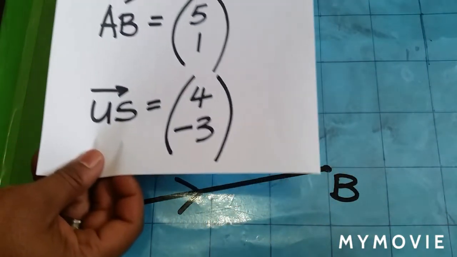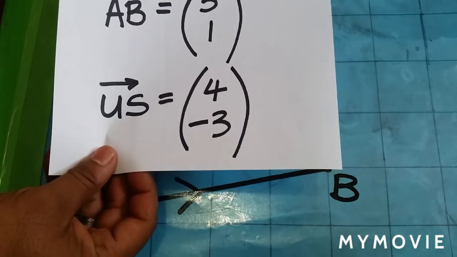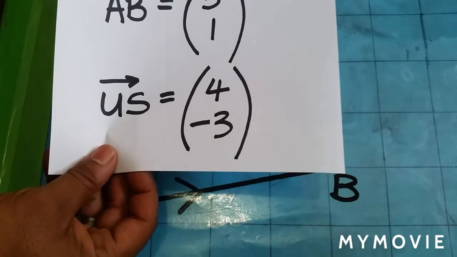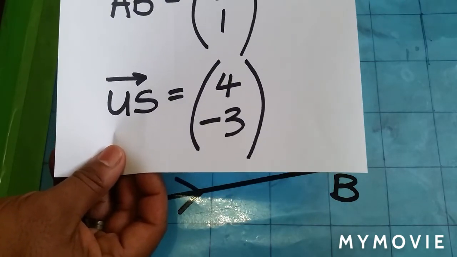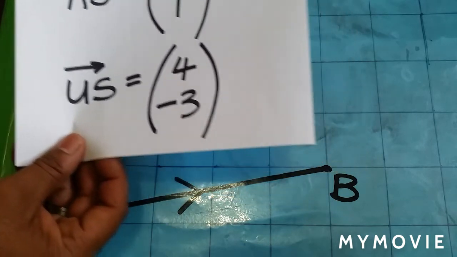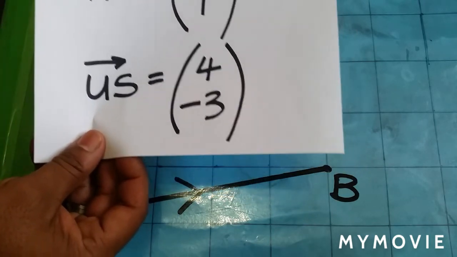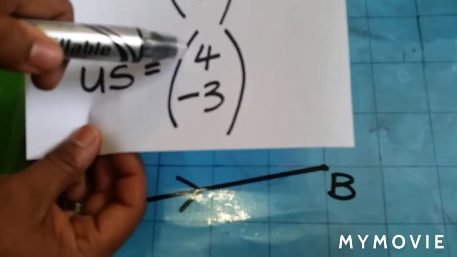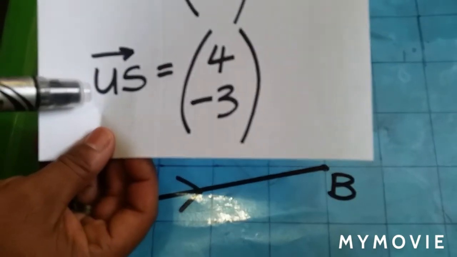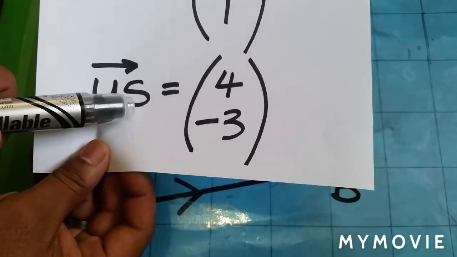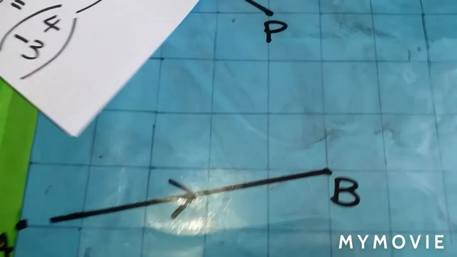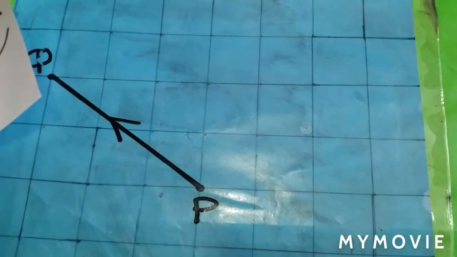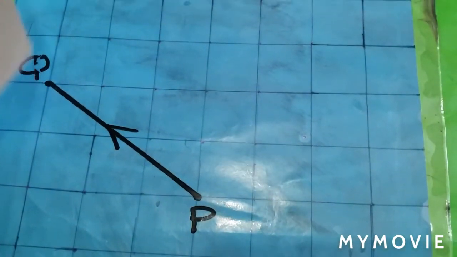So the next one that we have here is vector US, and that vector is moving 4 spaces to the right and 3 spaces down. So we're going to try to draw this vector US. We have 4 and negative 3. Remember that 4 and negative 3, the foot of that vector is U and the head is S. So we're going to represent that vector on the graph sheet as well. And let's see if we can get this done as easily as possible.